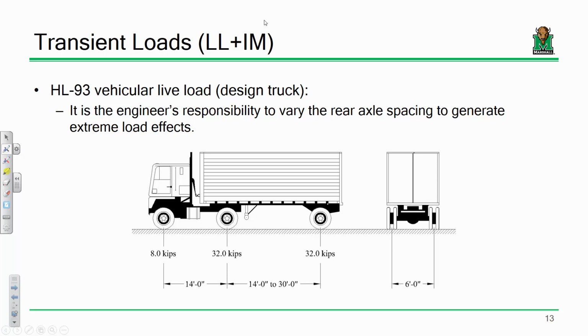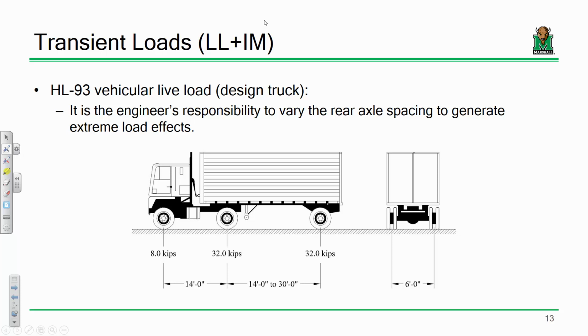The truck is a 3-axle truck. The front axle weighs 8 kips. So how much does each tire weigh? 4 kips. That's the load that's applied there. The 2 rear axles weigh 32 kips apiece. Now let's talk about spacing. The front axle spacing is fixed at 14 feet. The rear axle spacing varies from 14 to 30 feet.